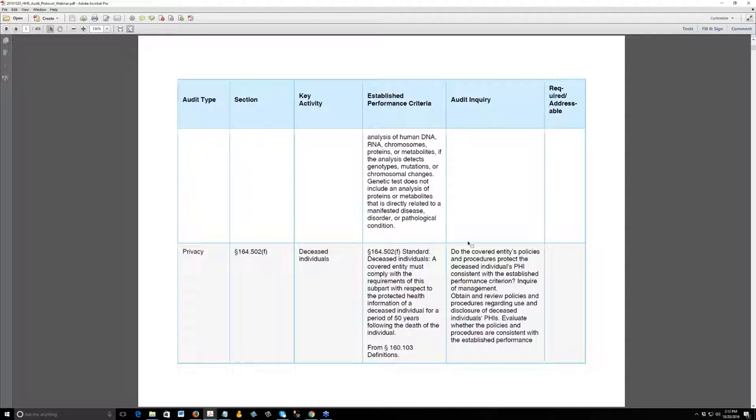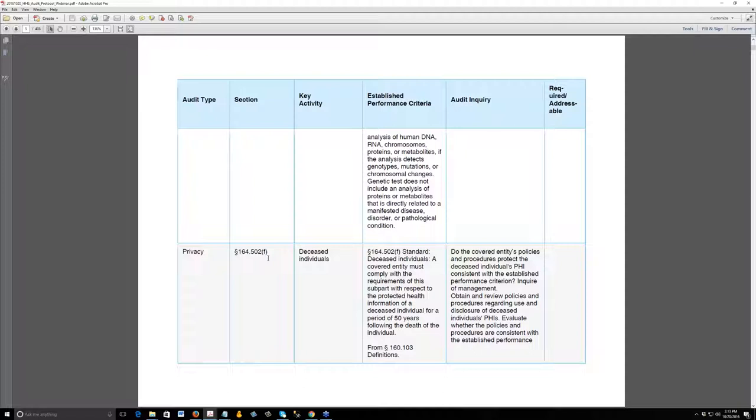So here, deceased individuals, there's a part of 502 that deals with deceased individuals, and then do the covered entity's policies and procedures protect the deceased individual's PHI consistent with the established performance? Inquire of management, obtain and review policies and procedures regarding use of, blah, blah, blah, blah, blah, okay? Now, see, they're asking for policies and procedures at this level. Not at the 502 level. This is at 502F. Okay.